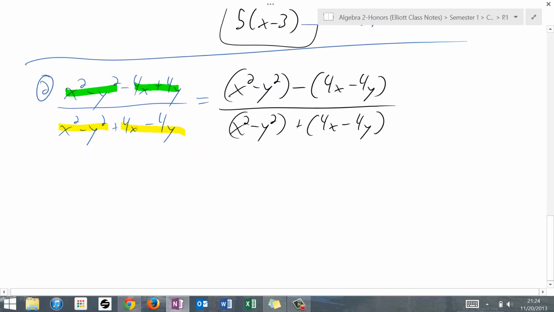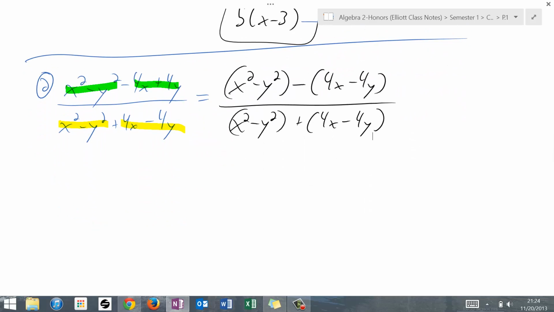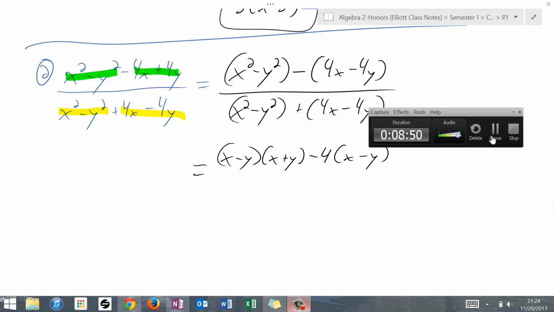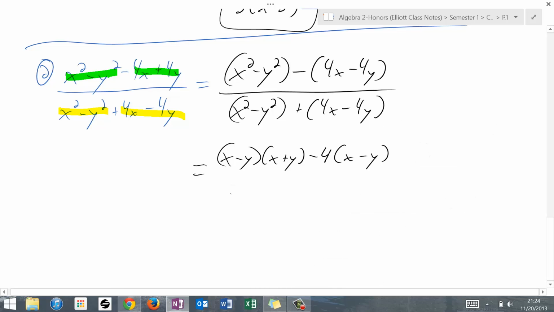This can be really confusing. I can't tell you how many people want to cancel stuff here, and you can't do it. You have these plus and minus things. They mess it all up. We have to factor. We have to continue to factor. I'm going to pull that apart as x minus y times x plus y minus 4 times x minus y. Hang on just a second. Okay, just checking by multiplying that we were good, and we are.